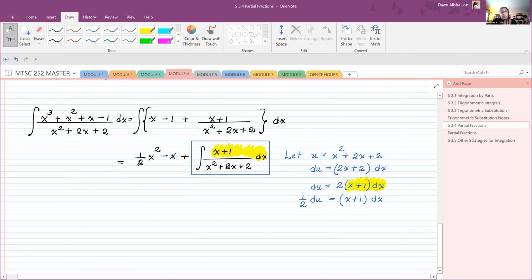So everything becomes 1/2 du. What do you mean everything? On the numerator, on the x plus 1 dx. Yeah, the whole thing is going to be 1/2 du. All right, thank you.